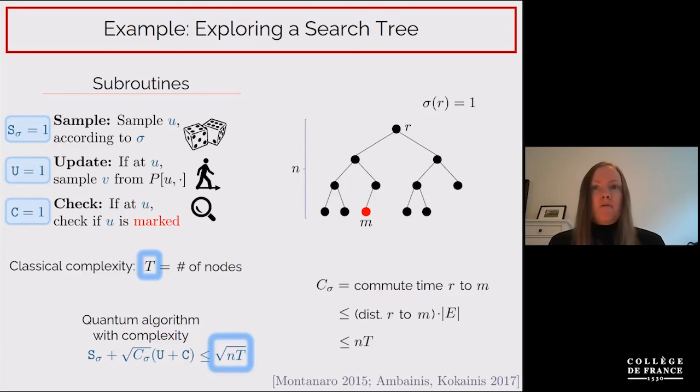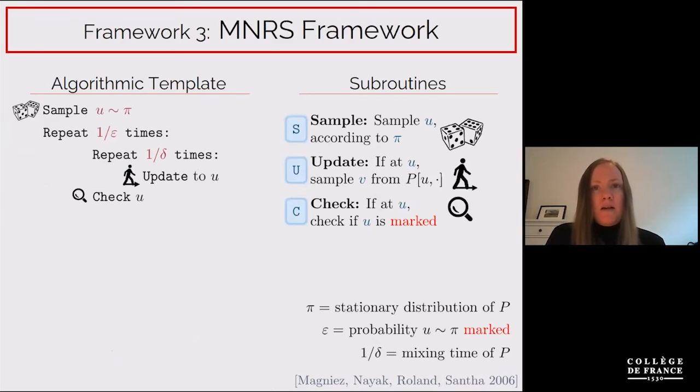Finally, I want to give one more framework, which is not going to be a further generalization. It's actually going to be incomparable. And it's based on a different classical algorithm that uses a random walk on a graph. This framework is called the MNRS framework after its authors, one of whom is the instructor of this course. That's the M in MNRS.